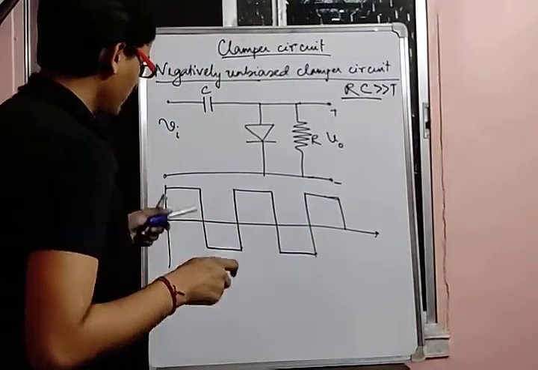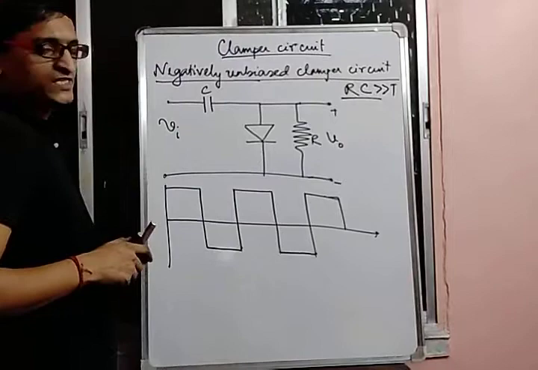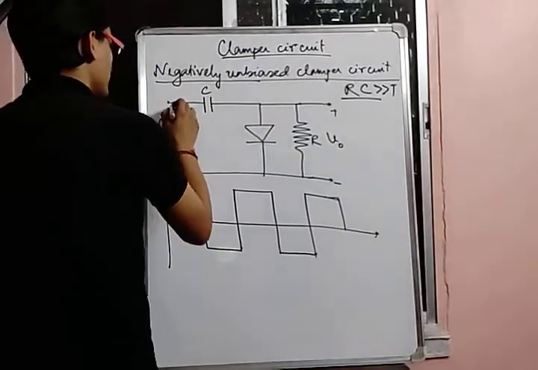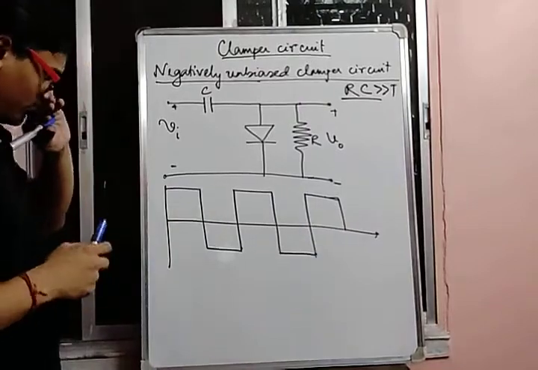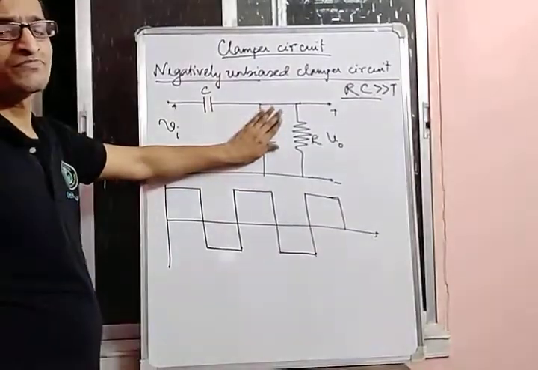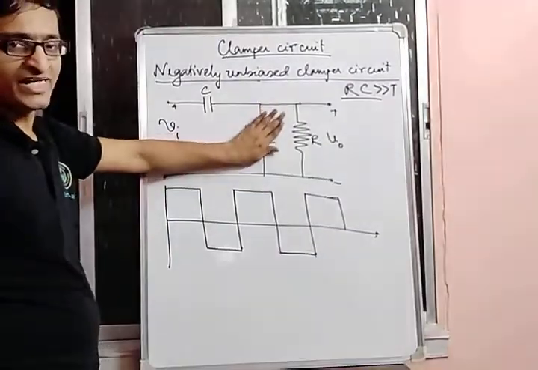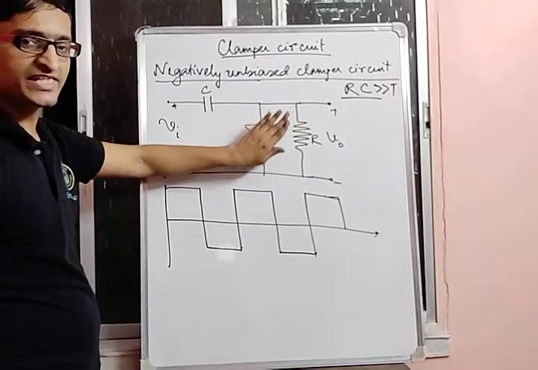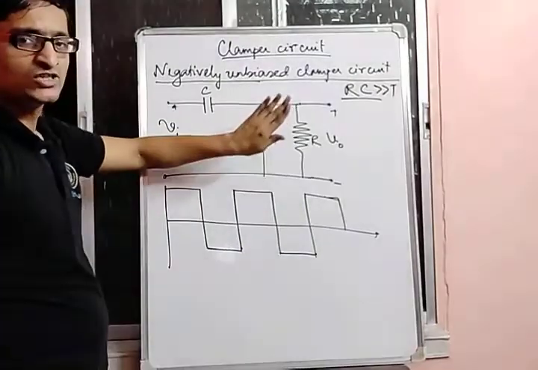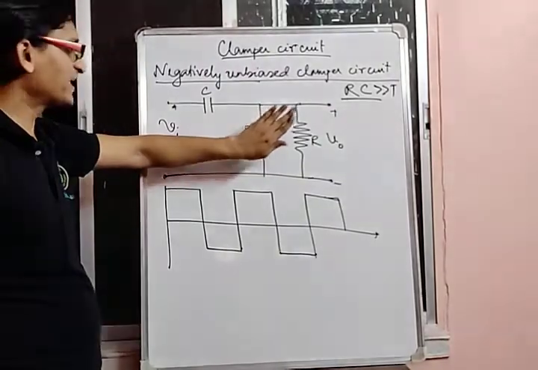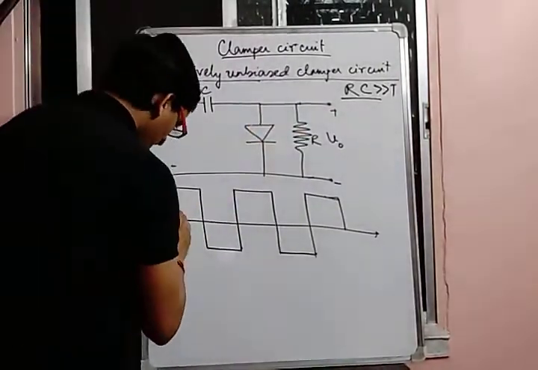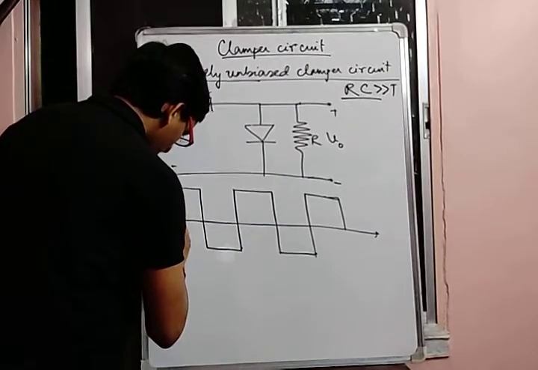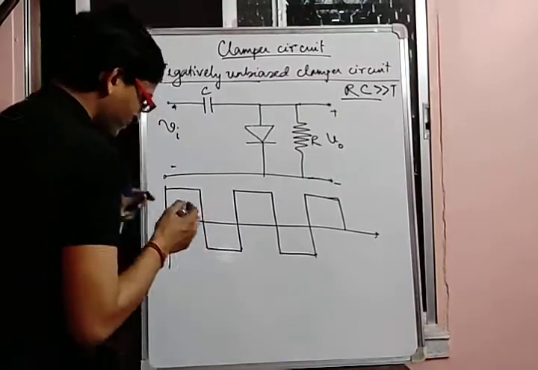So what will happen during the positive half cycle? During the positive half of the cycle, this is positive, this is negative. As a result, this diode will be forward biased. Since this diode is forward biased, and we are considering it to be ideal, it will act as a short circuited path. Since it is acting as a short circuited path, the output voltage will be 0. So during the positive half cycle, the output voltage will simply be 0.